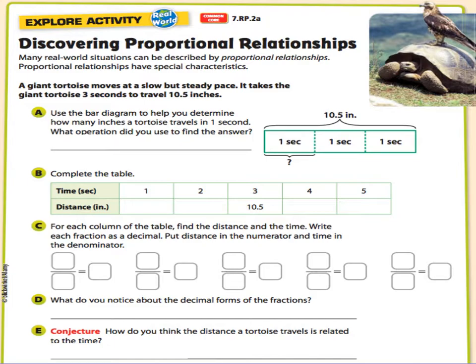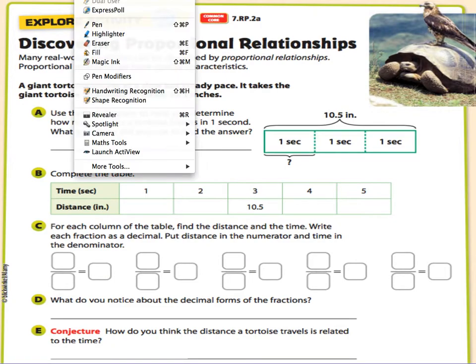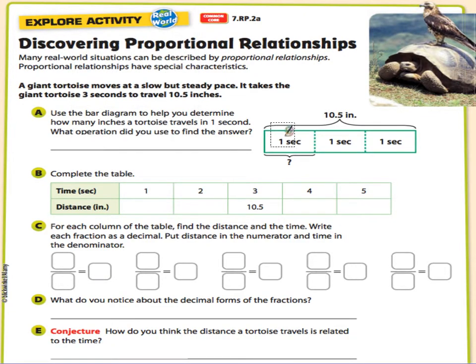All right, so first we have a problem here where we have a giant tortoise who moves at a slow but steady pace. It takes the giant tortoise 3 seconds to travel 10.5 inches. So if we take our bar diagram here and draw our 10.5 inches, you notice we have our box that shows our 10.5 inches. And I'm going to go ahead and get my magic eraser here. When he goes 10.5 inches, it takes him 3 seconds. So we section that box off into 3 seconds each.